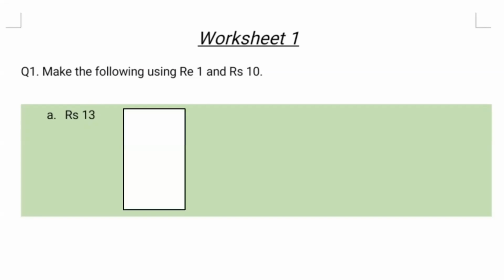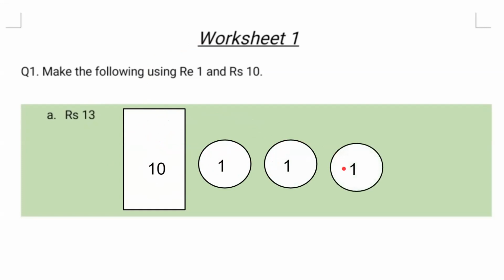So I will give a 10 rupee note. Okay, so this is a 10 rupee note. Now a 1 rupee coin. So how much is this? This is 11. One more. So this is 12. 10, 11, 12. Now this is 13. So 10, 11, 12, 13. So this is the amount that I will give. I will give one note of rupees 10 and 3 coins of rupees 1.